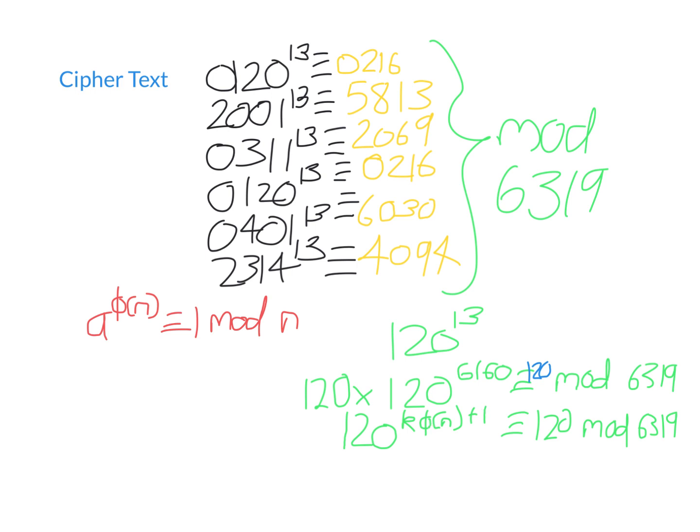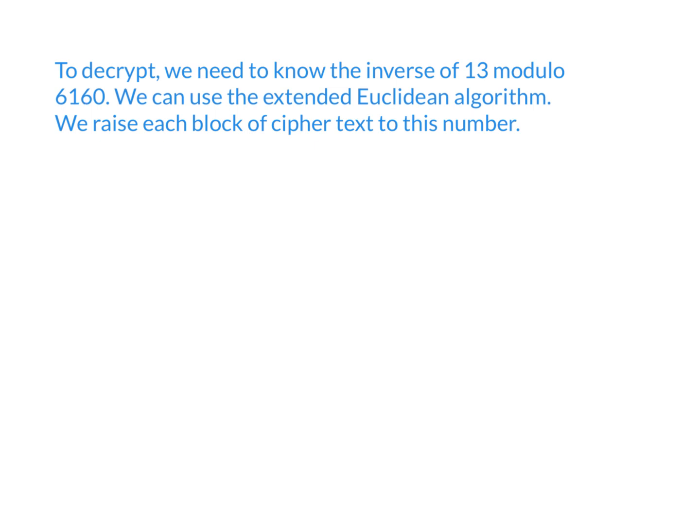So what I want to do is take my answer, which was 120 to the power of 13, and raise it to some number so that the product of the exponents is equal to 1 mod phi of n. So to decrypt this, I need to find the inverse of 13 mod phi n, because then this will just give me 120. So let's calculate the inverse of 13 mod phi n. In this case, phi n was 6160.